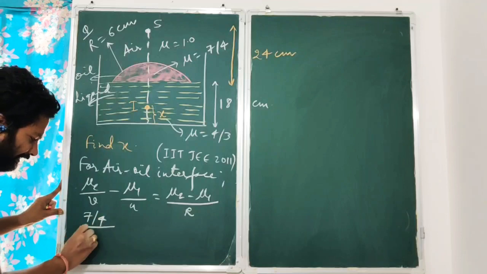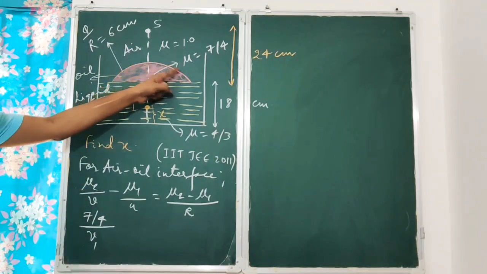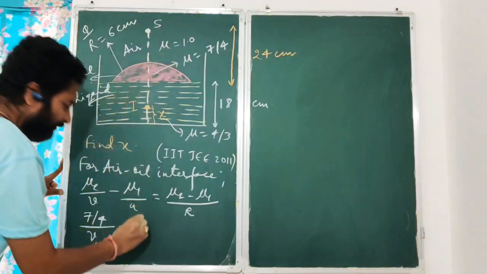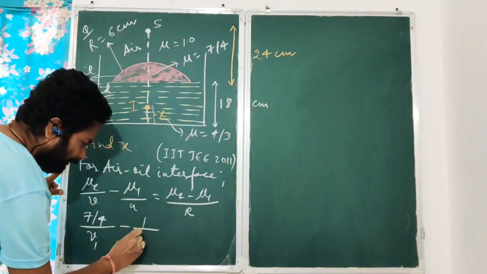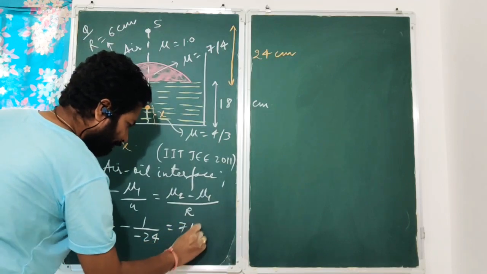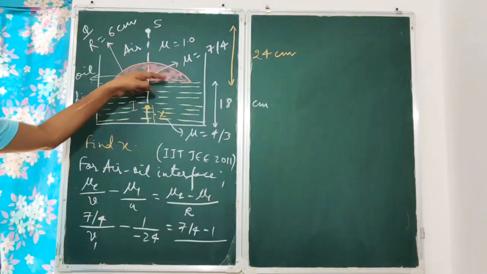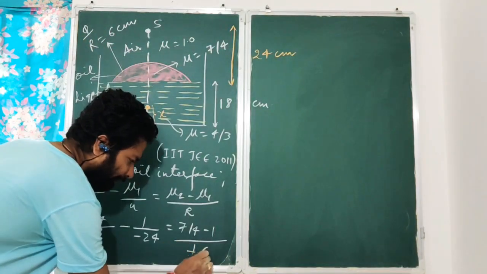Let us say the image gets formed at certain distance V1 due to refraction at the first curved surface. What is mu1? It is air, so 1. U is the distance 24, so we will put it as minus 24. So it is 7 by 4 minus 1, mu2 minus mu1. What is R? R is towards the right hand side, so R will be taken as positive. So it will be plus 6.